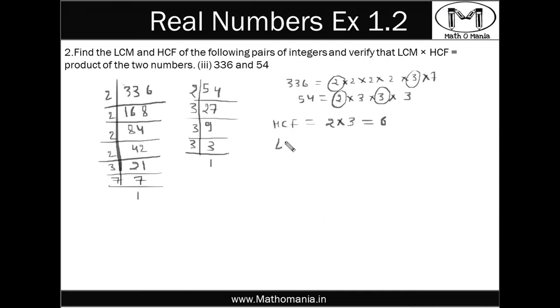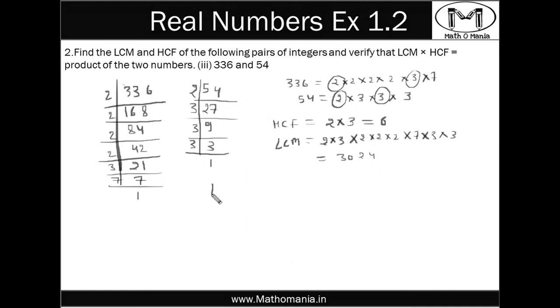Now let us find out the LCM. To find the LCM, what we need to do is simply write these common terms once, that is 2 into 3 we'll write once, and we'll copy all the remaining terms as it is. So into 2 into 2 into 2, multiplied by 7, and here we are left with two additional 3's, right? So into 3 into 3. So on multiplication we get 3024, right? So the LCM of these two numbers is 3024, whereas the HCF is 6.